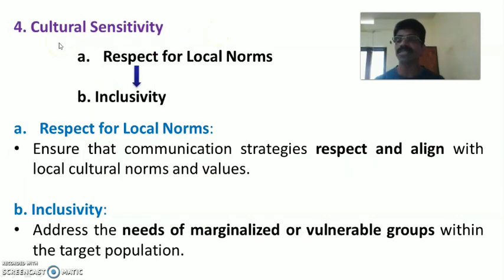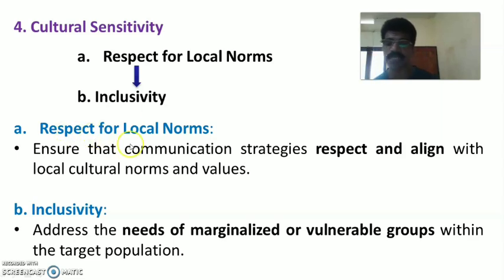The fourth strategy of the SBCC is cultural sensitivity. It includes two points. The first one is respect for the local norms, that is rules and regulations, local policies of the local people or subgroups. Then the second is inclusivity. Inclusivity is nothing but including the vulnerable people and their problems. So cultural sensitivity includes two steps: respect for the local norms of the subgroups, and including the needs of the vulnerable or underprivileged people in the community.